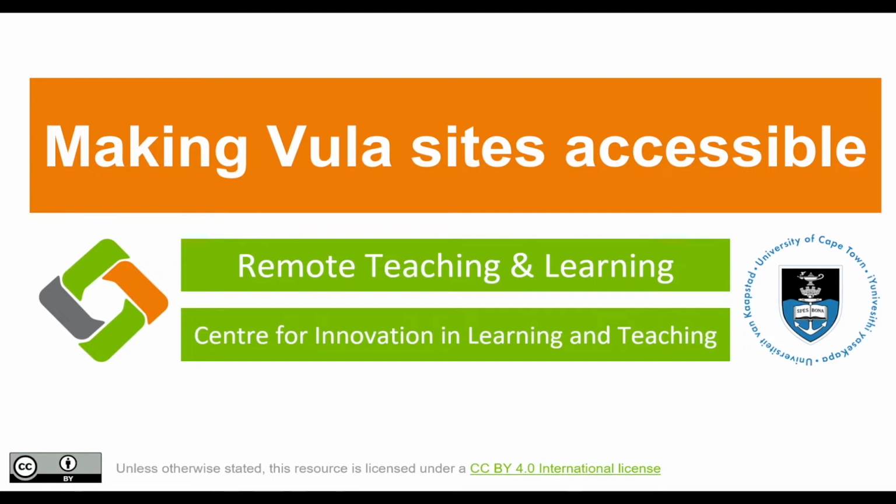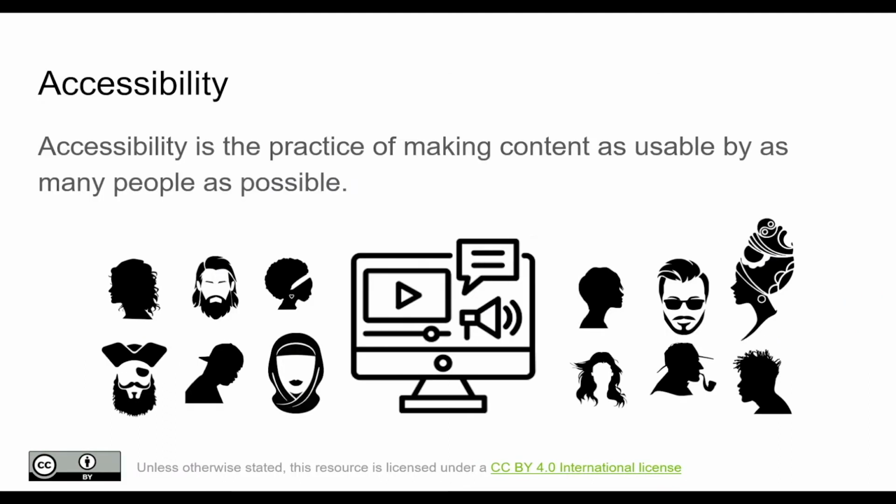In this video, I'm going to share with you some basic ideas and ways on how you can make your Vula site accessible to a wide range of diverse students. So what is accessibility? Simply put, accessibility is the practice of making content as usable by as many people as possible. Traditionally, we think of accessibility as a concept and practice that is only applicable to people with disabilities, but actually it's intended to make learning more accessible for all students.